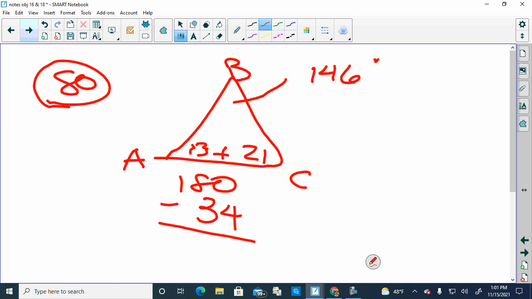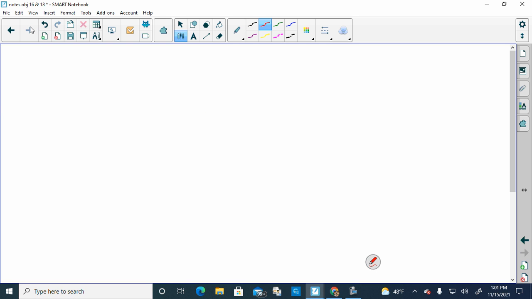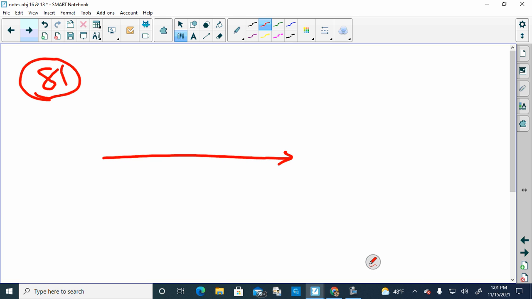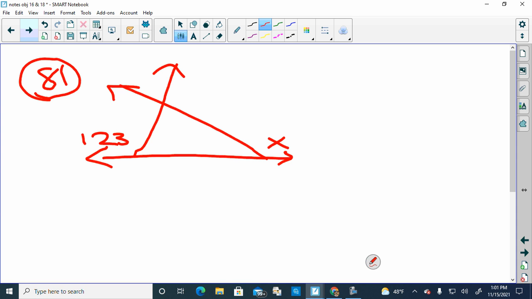Okay, almost done. 81. Okay, so 81. So this is on the outside of the triangle, not on the inside of the triangle. So similar, but not the same numbers.